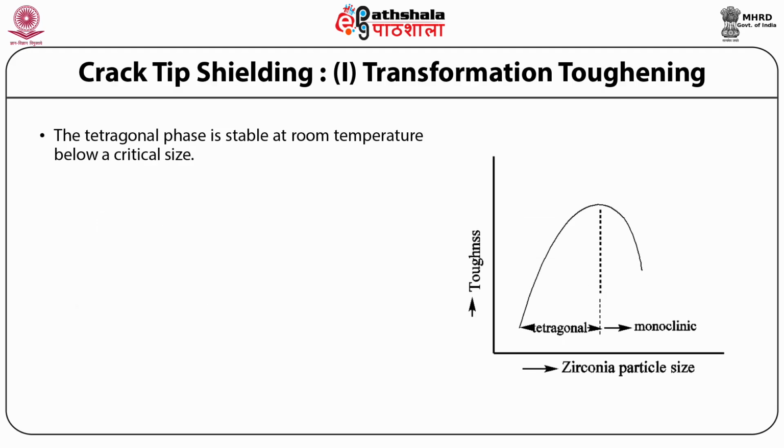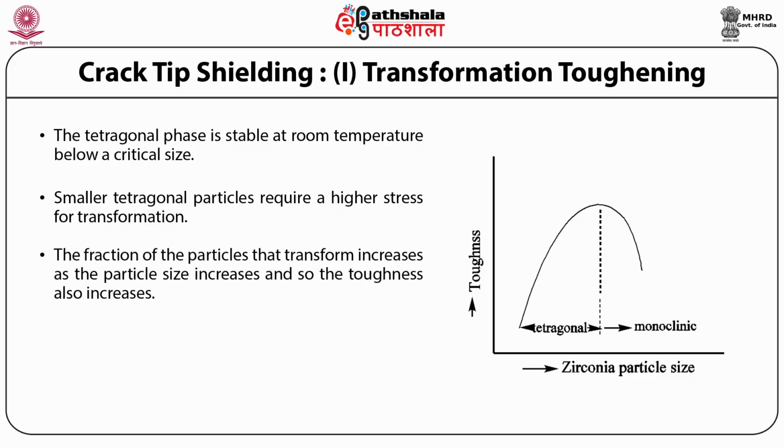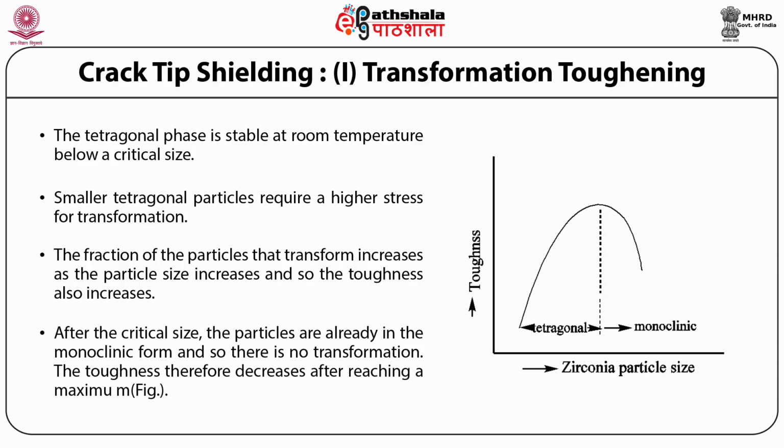So the tetragonal phase is stable at room temperature below a critical size. Smaller tetragonal particles require a higher stress for transformation. So under a given loading condition, the fraction of small particles that transforms increases as the particle size increases, and so the toughness also increases. After the critical size, the particles are already in the monoclinic form, and so there is no transformation. The toughness therefore decreases after reaching a maximum, as shown in this figure.